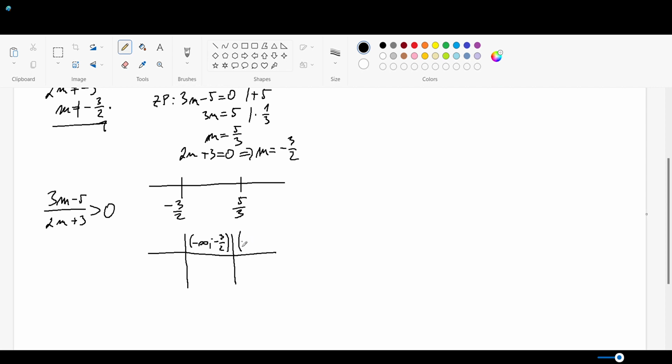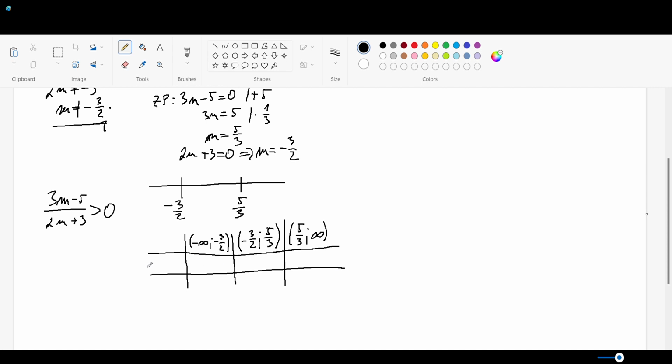This is what I already mentioned, and it's open because m cannot be equal to negative 3 over 2, which is coming from the condition that the denominator can't be 0. The next interval is from negative 3 over 2 to 5 over 3, and here again we have an open interval, because, as I already mentioned, our inequality is strict, so the fraction cannot be equal to 0, so you can't get 0 in the numerator, and we already know that this is our 0 point. So we don't include 5 over 3 in this interval, and we do the same for the last interval.